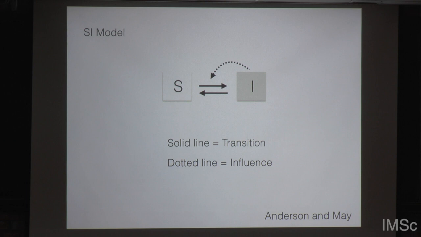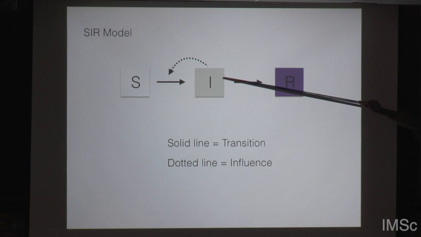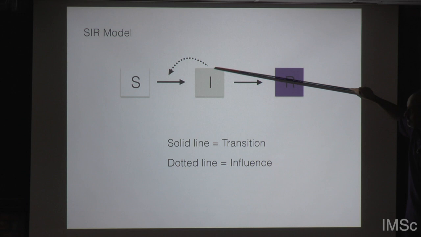Here in its full glory, in the picture, is the SIR model. As I said, three states: the susceptible state, the infected state, and the recovered state. And here is the progression. You progress from S to I, I to R. You never move backward. You never move from I to S. You never move from recovered back to I. And the dotted line here says the presence of infected people influences the transition from susceptible to infectious compartments.